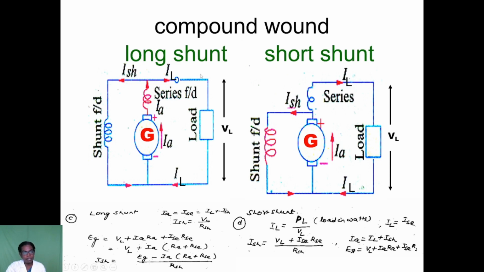In that generator, there are long shunt and short shunt. What is the difference between long shunt and short shunt? The currents are different, and the current path is different. In the paths, all the currents differ. But in the fault, the armature current IA is equal to the load current, and the series current IL is equal to IL. So the current direction is the same. That is the difference between long shunt and short shunt.